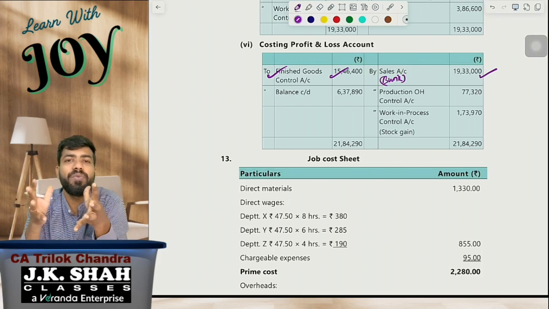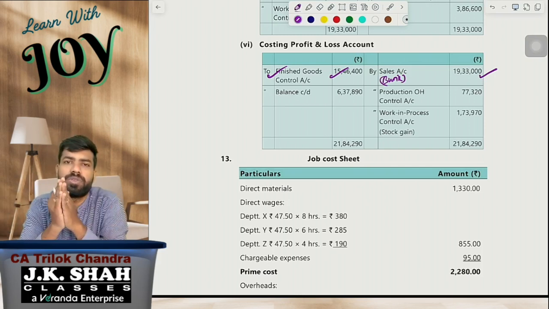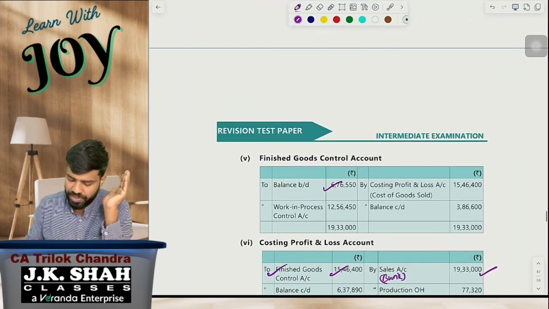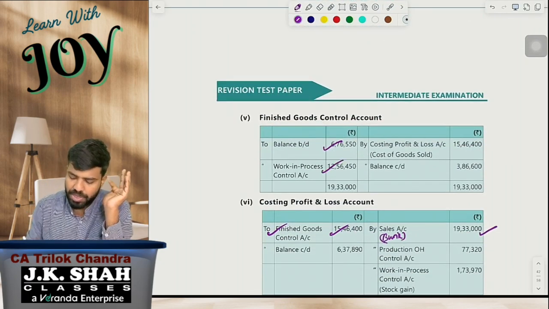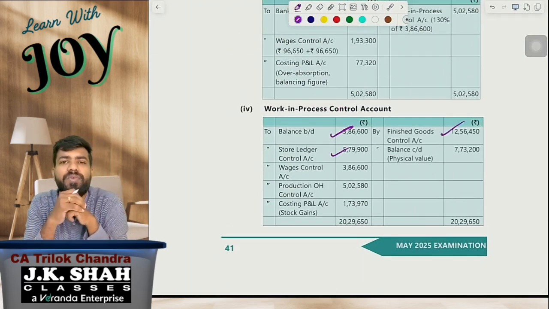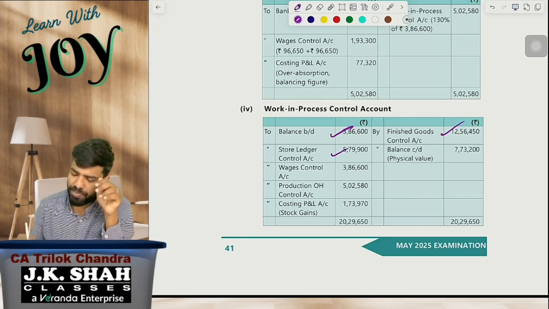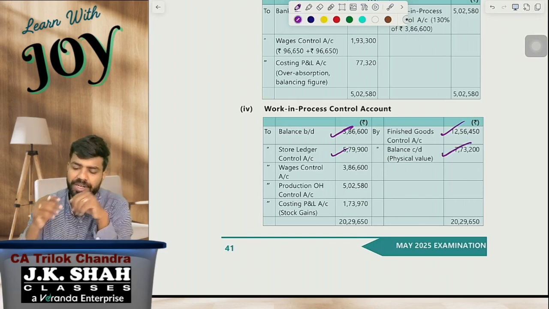Next, cost of goods completed and transferred to finished goods during the period. Once the goods get completed from work in progress, we will transfer them to finished goods. So what is the entry? Finished goods account debit to work in progress, 12,56,450, and in work in progress by finished goods 12,56,450. Clear? Next, physical value of work in process at the end of the period. That is the closing stock of the work in progress, 7,73,200.